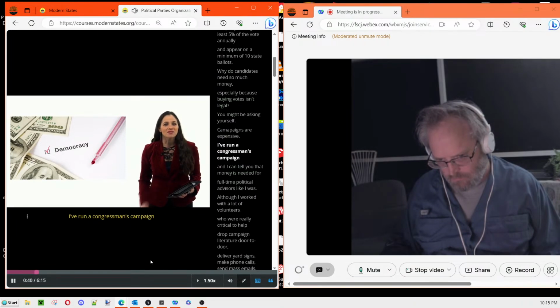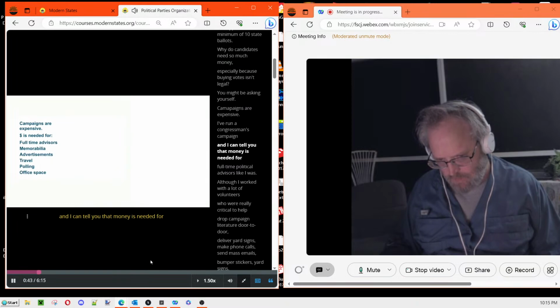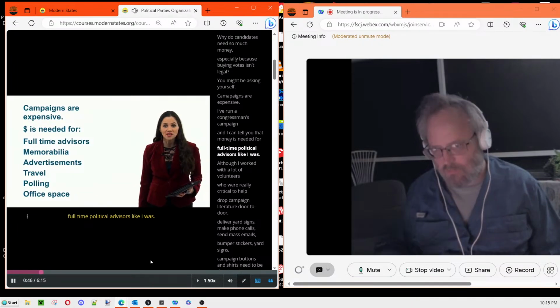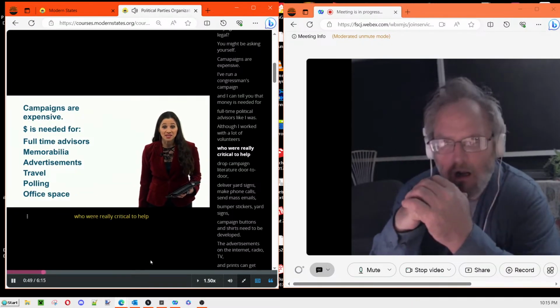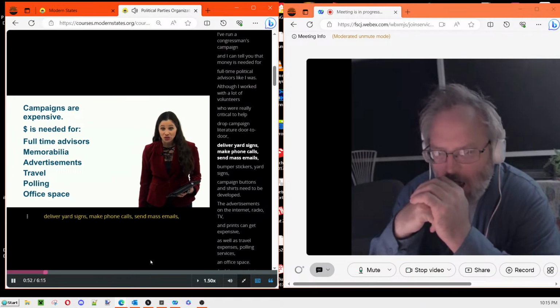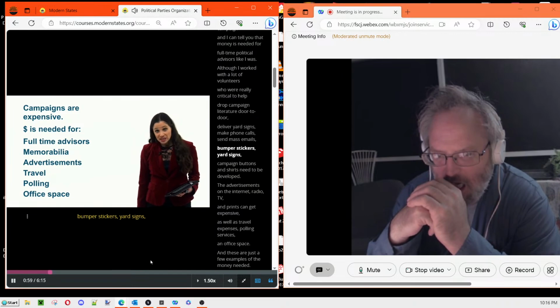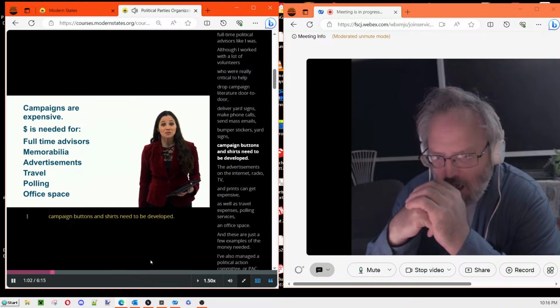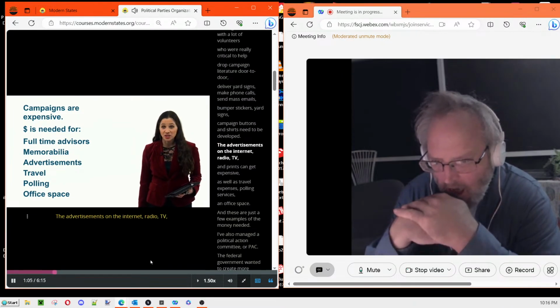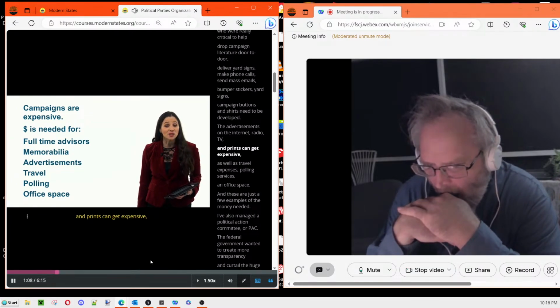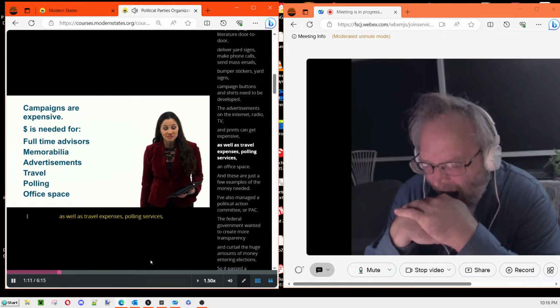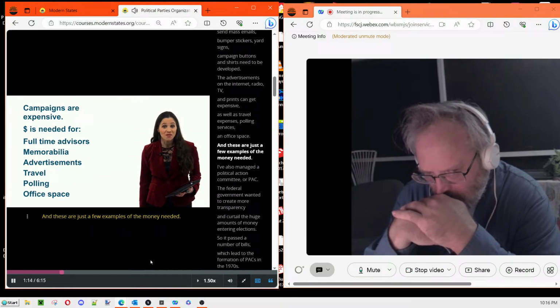Campaigns are expensive. I've run a congressman's campaign, and I can tell you that money is needed for full-time political advisors, like I was, although I worked with a lot of volunteers who were really critical to help drop campaign literature door to door, deliver yard signs, make phone calls, send mass emails. Bumper stickers, yard signs, campaign buttons, and shirts need to be developed. The advertisements on the internet, radio, TV, and print can get expensive, as well as travel expenses, polling services, and office space. And these are just a few examples of the money needed.